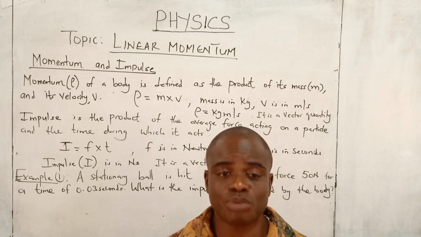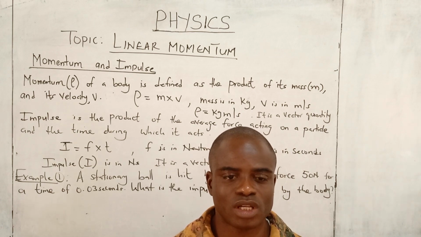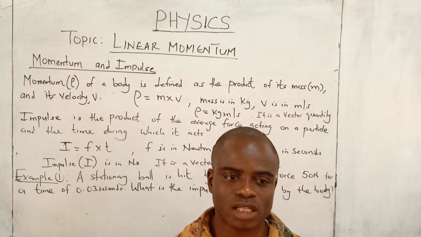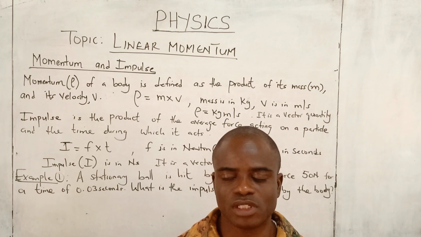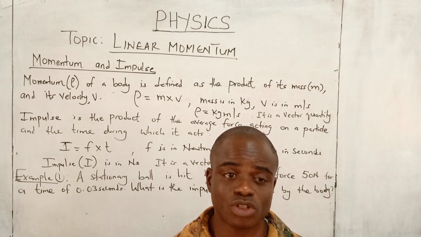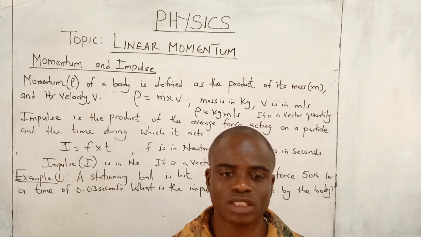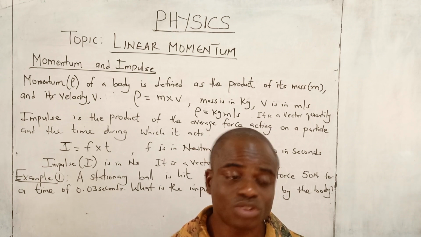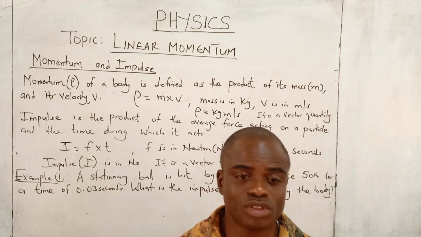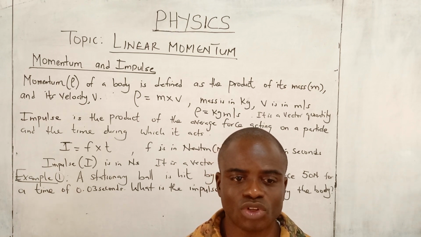When it goes to impulse, the definition of impulse is the product of force and the time taken. That's impulse I equals Ft. The unit of impulse is Newton seconds, because the unit of force is Newton and the unit of time is seconds. That's Newton seconds, not Newton per second, because it's not division, it's multiplication. Newton seconds. And it is also a vector quantity.